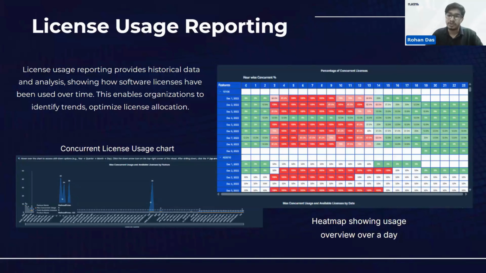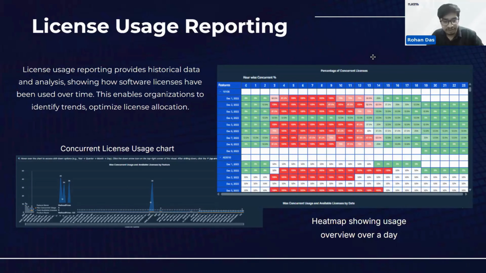So there are two ways we can represent our license usage reporting. Firstly, we show you the concurrent license usage chart on an hourly or daily basis, and even by feature. What we're showing below is the concurrent usage and available licenses chart by features, where let's say there are multiple Autodesk features that you use in your Autodesk licensing model.